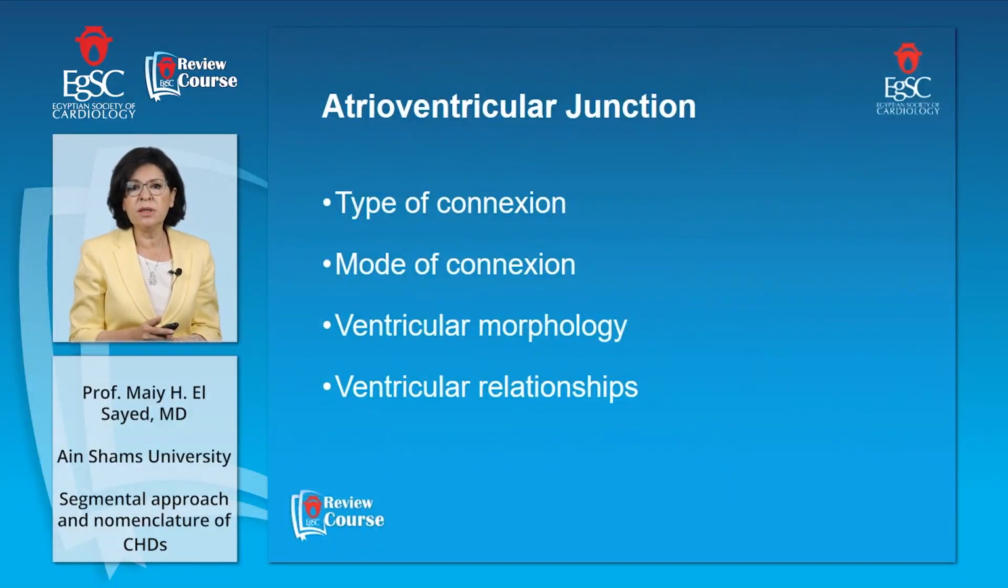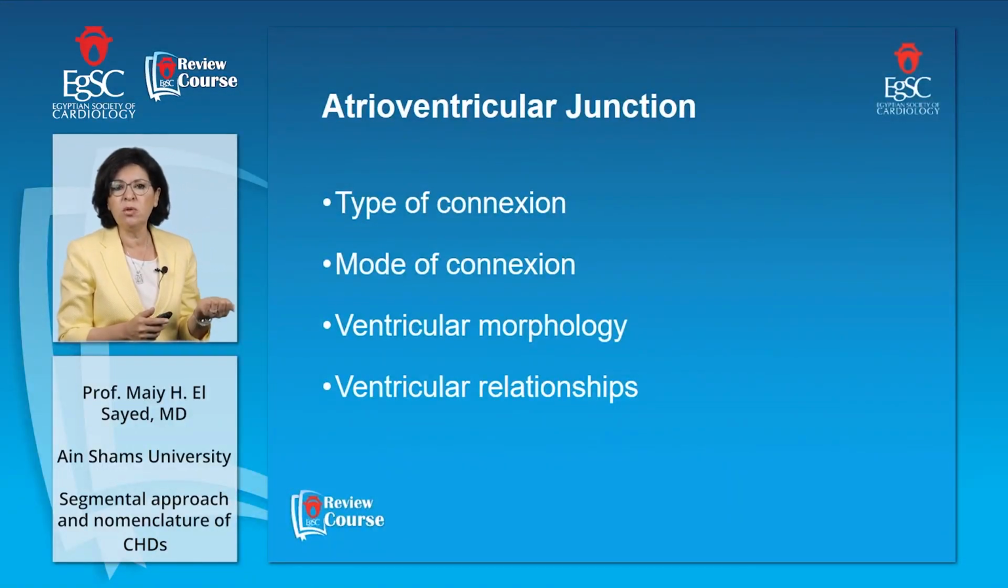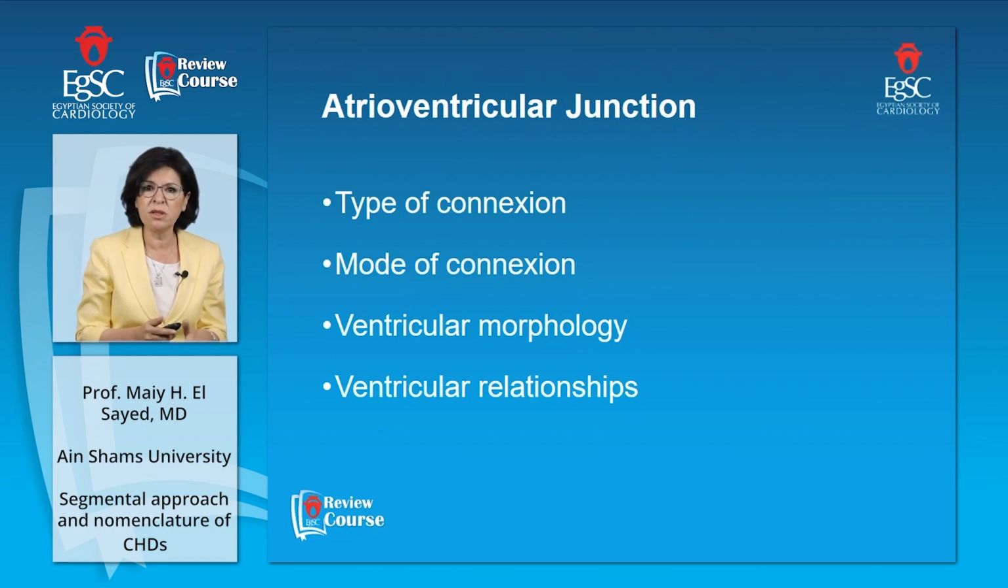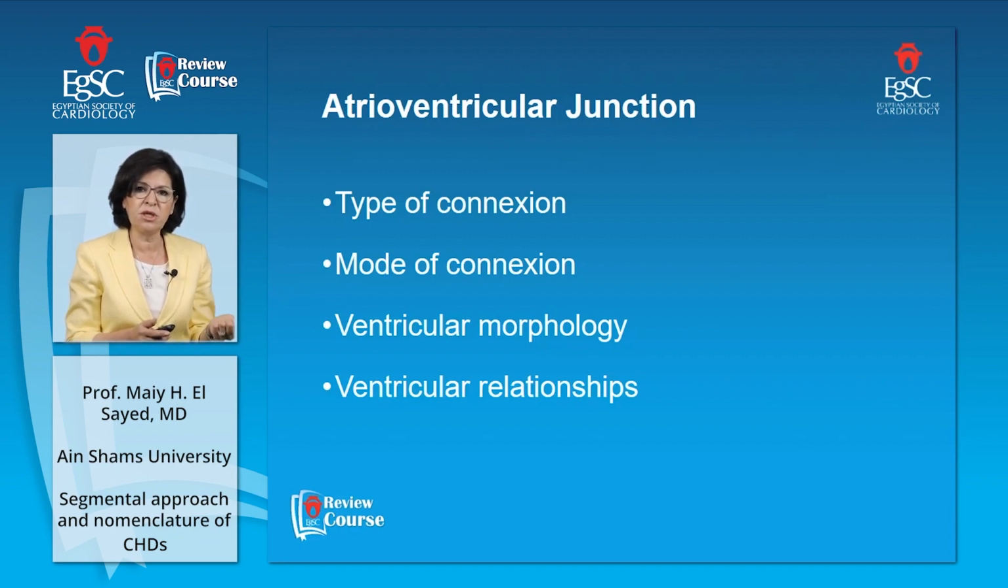Now we finished the situs, so that means we know where the right atrium is, we know where the left atrium is, so let's say it's the usual arrangement. So we know that the right atrium is to the right of the heart of the patient, and the left atrium is to the left, and then we go to analyze the atrioventricular connection.